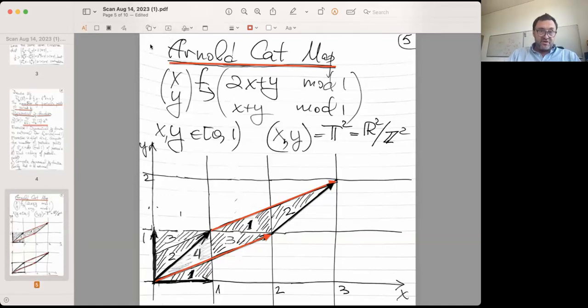What you could see on the picture is that if I take a horizontal segment between 0 and 1, it means that y is identically equal to 0. Then the vector between 0 and 1, the red vector which I have just drawn, will be mapped into a vector (2, 1) under this map. So I hope it's clear. Let me do it again. So the image of a horizontal vector becomes a vector (2, 1).